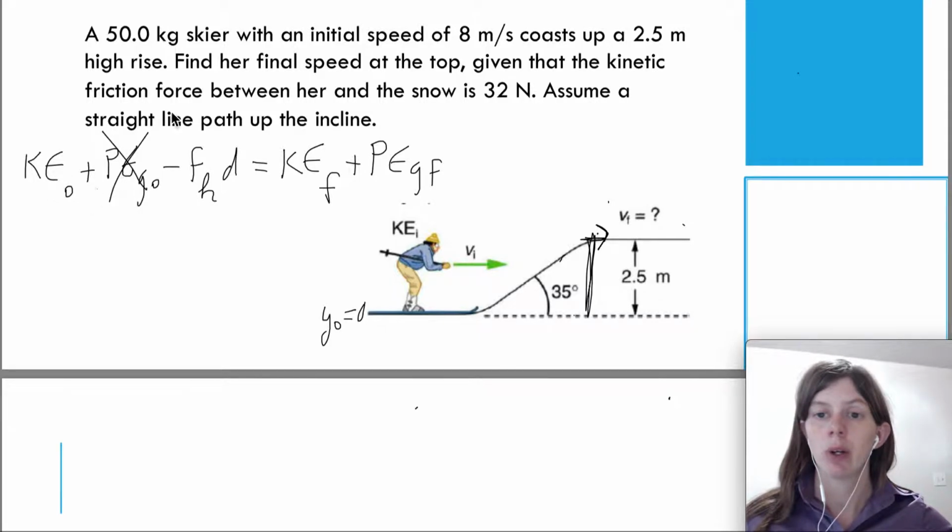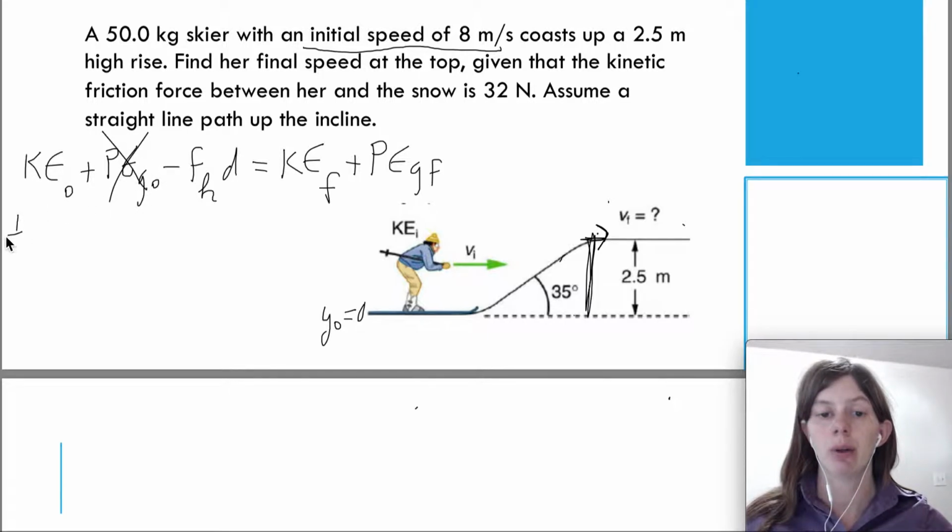No, we cannot, right? She has an initial speed. She's not starting from rest. If she were starting from rest, she would not be able to make it up the incline. She has to have some speed to go up. So this is the only thing that we can cross out in this case.